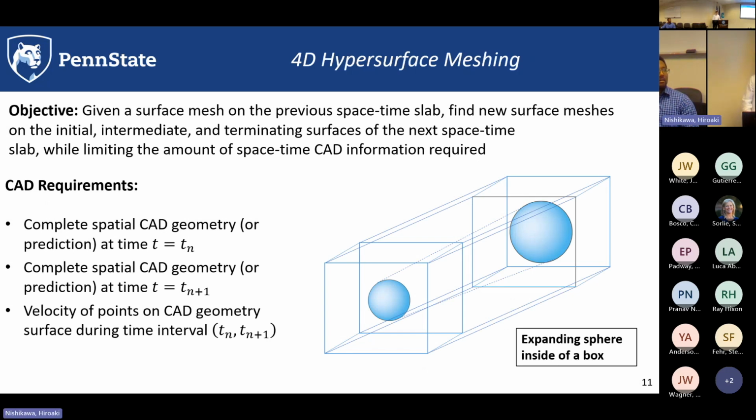So for any space-time slab, it requires a few things from the CAD geometry. We need some prediction of the CAD at time t initial and time t final, or tn, tn plus one, for that space-time slab we're considering. And we need to know the velocity of all of the points for the CAD geometry during that time interval. That time interval doesn't have to be small, right? It can be arbitrarily large. Make it as large as you want.